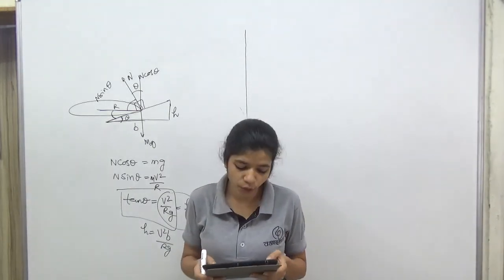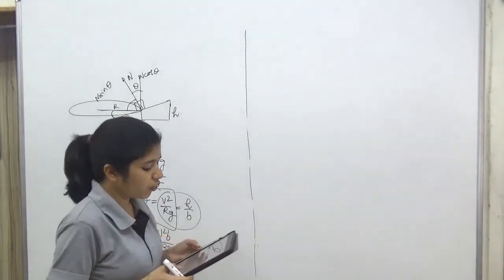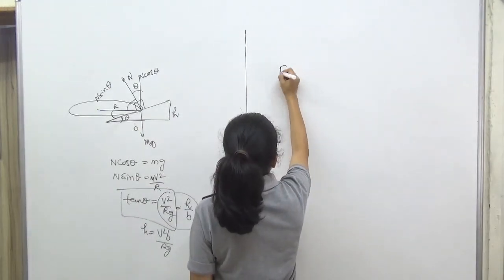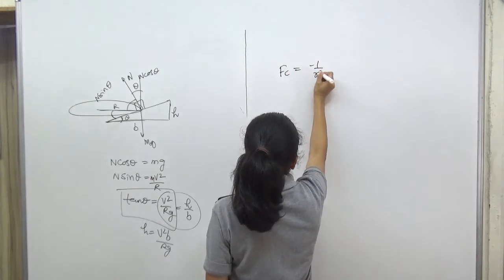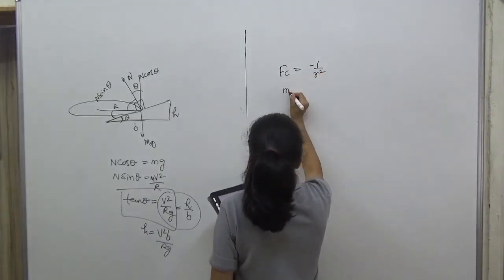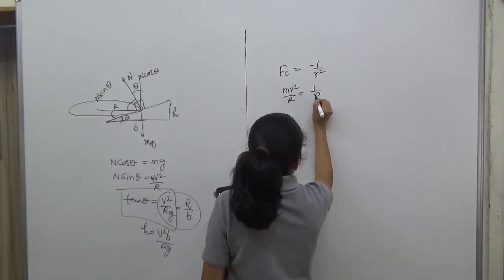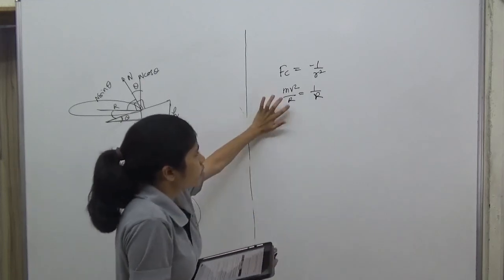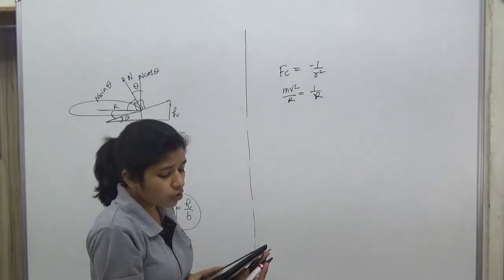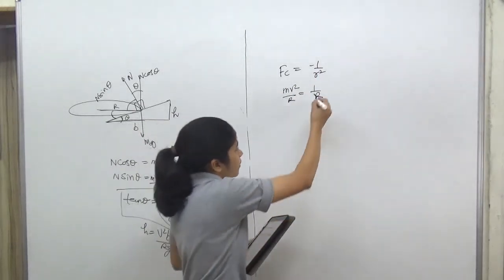Question number F4. If a particle of mass m is moving in a horizontal circle of radius r with a centripetal force equal to minus 1 by r square, F centripetal is equal to minus 1 by r square. Now when we write mv square by r is equal to 1 by r square. Why? Because here positive, positive, positive. This minus shows the direction. That's it. So the centripetal force is 1 by r square.